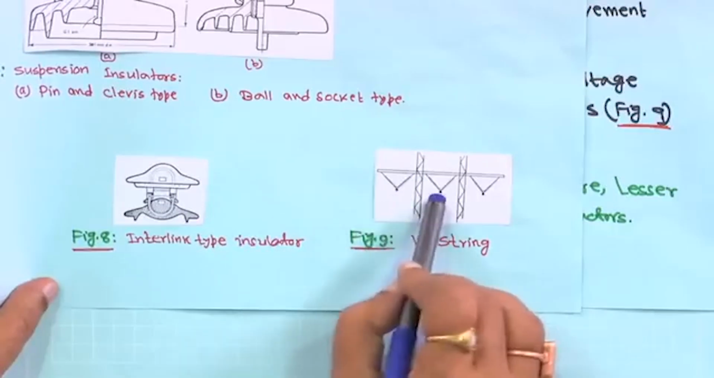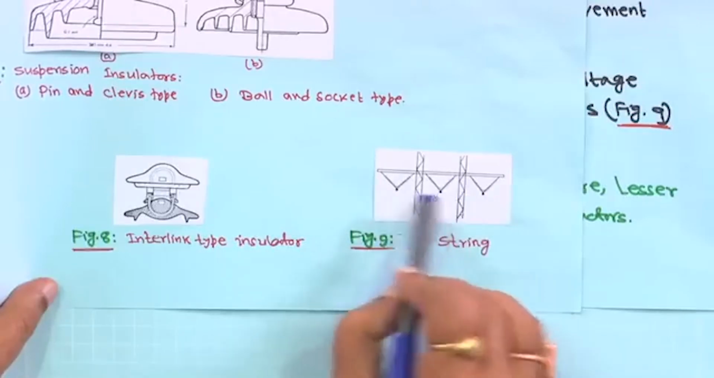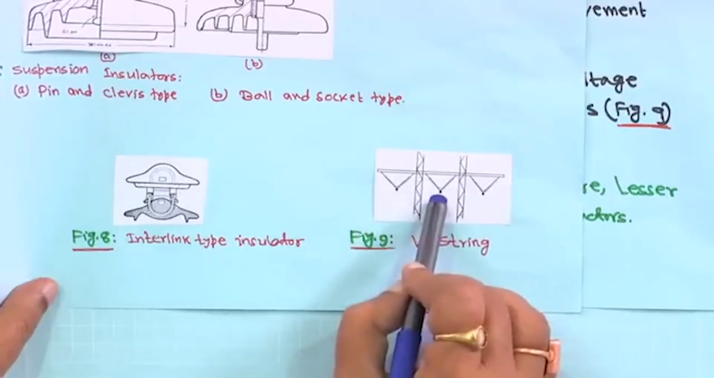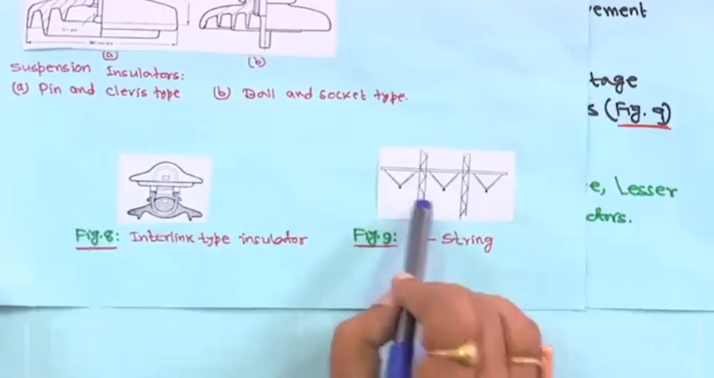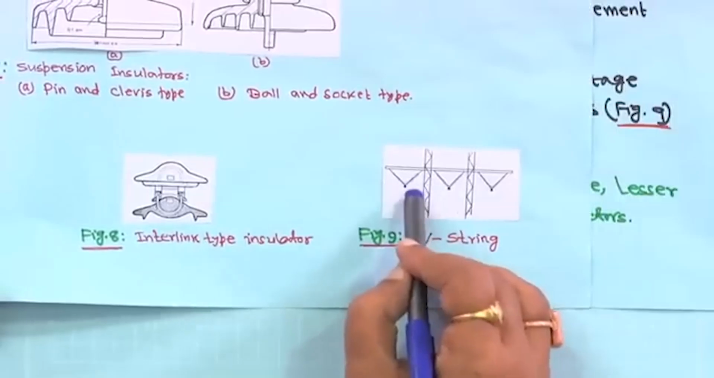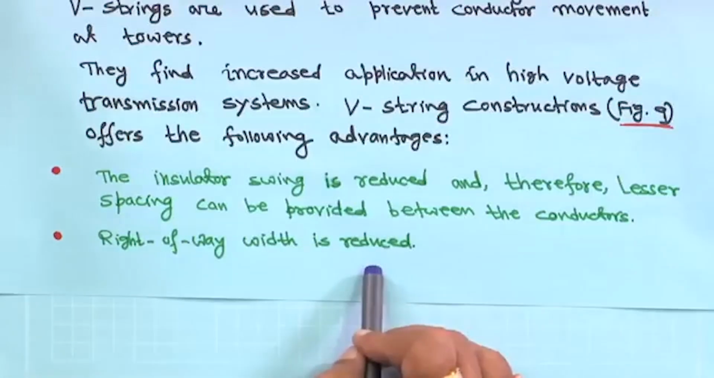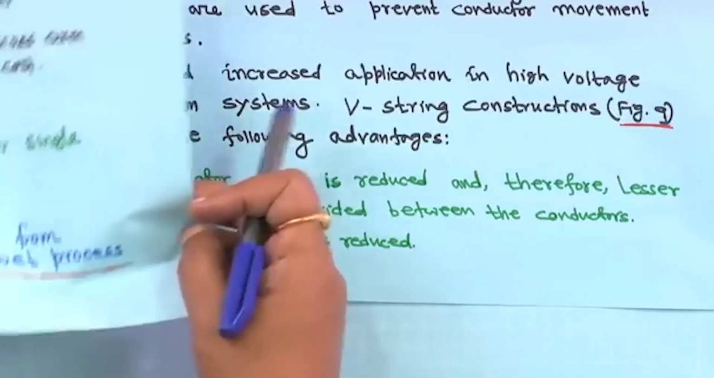So, the distance between the conductors, this is our phase, one phase, this is another phase, this is another phase. The distance between the conductors can be kept minimum, but it will be expensive because you are using this side one in each tower. So, it will be expensive. Right of way width is reduced, that is true, because it will not take much space.